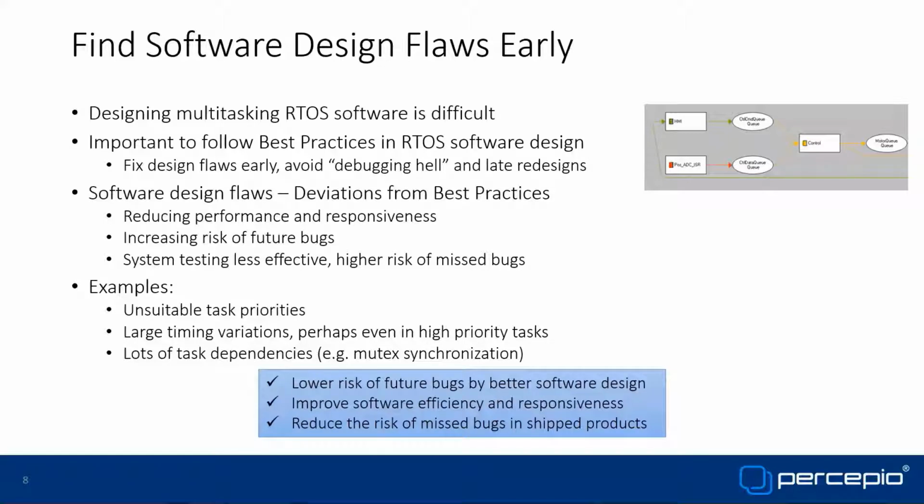Design flaws are important to find early, otherwise you might find yourself in debugging hell when the application grows, which may require a major redesign of the software. This is much more difficult in later stages of the project. The earlier you can find software design flaws, the fewer changes are required to fix them. With Tracealyzer, you can easily identify design flaws like excessive dependencies between tasks, unsuitable task priorities, and variations in software timing, so you can fix them early and avoid later problems.